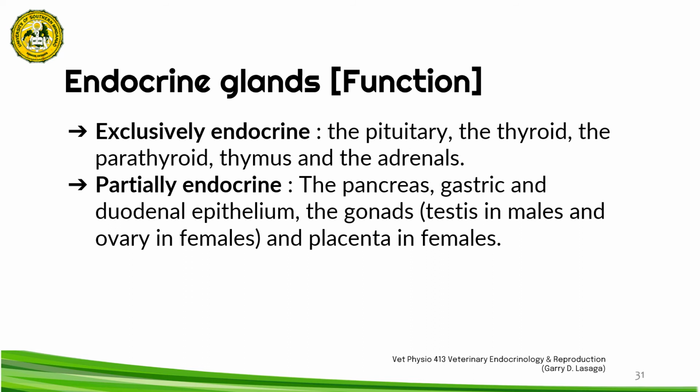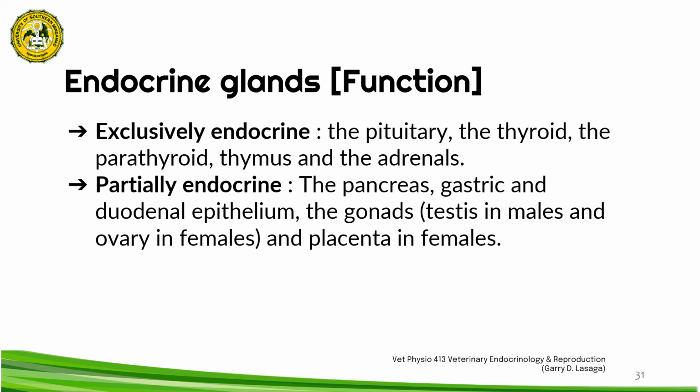The pituitary gland is considered to be exclusively endocrine because its main function is to produce hormones, the trophic hormones. We also have the thyroid gland. Of course, the thyroid is mainly responsible for the production of the metabolic hormones T3 and T4. For the parathyroid gland, its main function is to produce the parathyroid hormone, as well as the calcitonin. The same is true for the thymus and the adrenals.